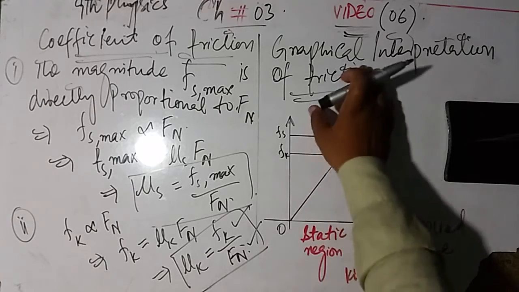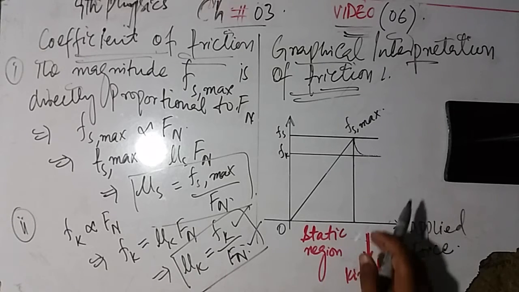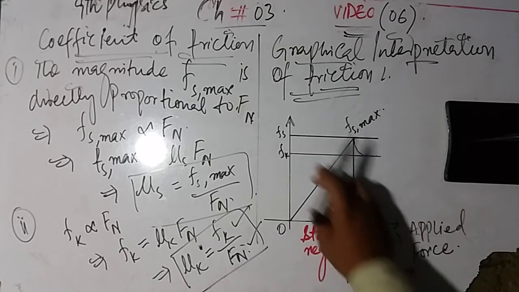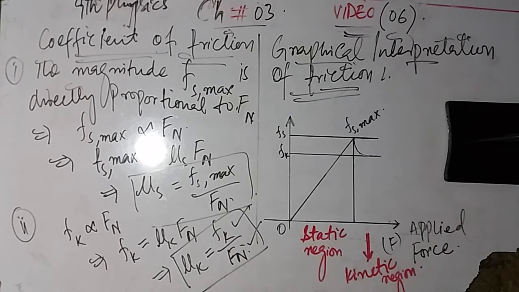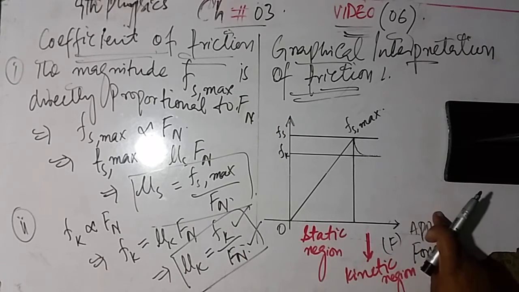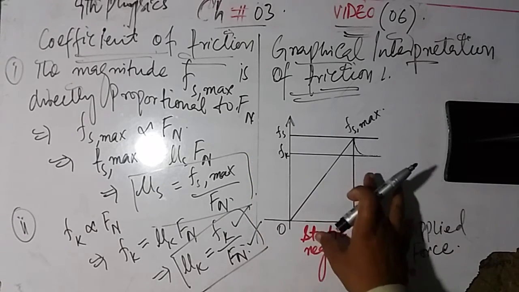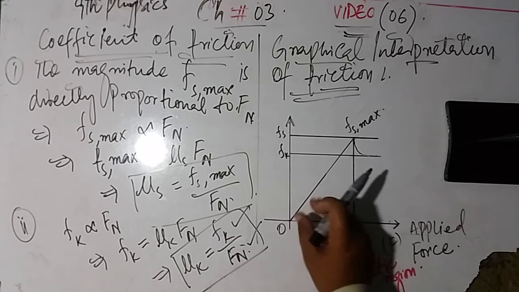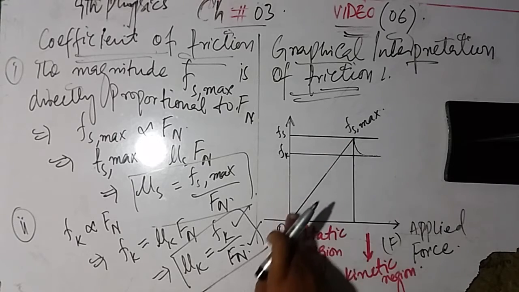Now the second topic is graphical interpretation of friction. It can be explained with the given graph, which is a graph of applied force versus the static and kinetic frictional forces. The graph shows that when the applied force is increased, the static force also increases. It is a linear graph.